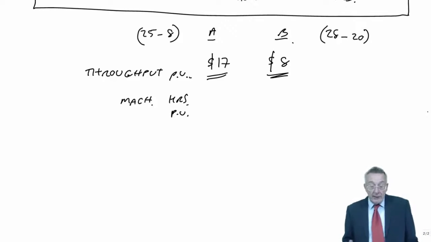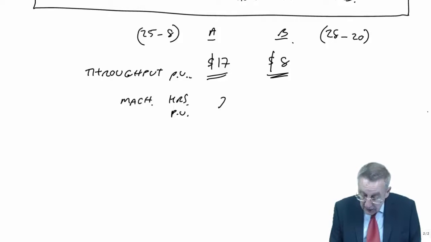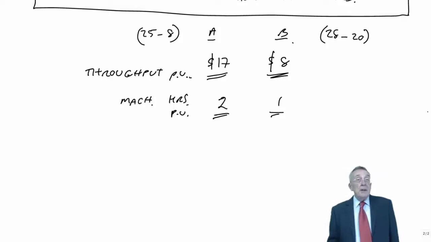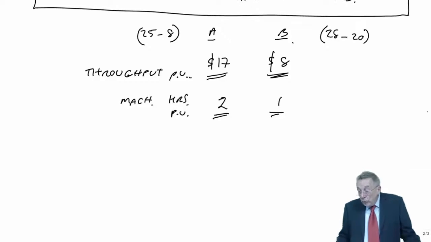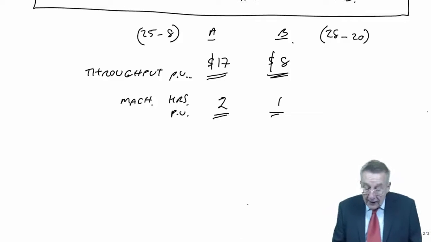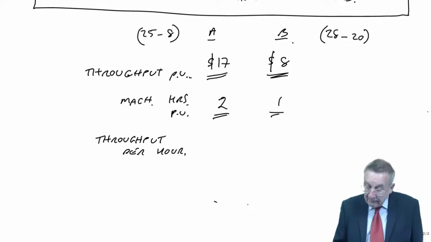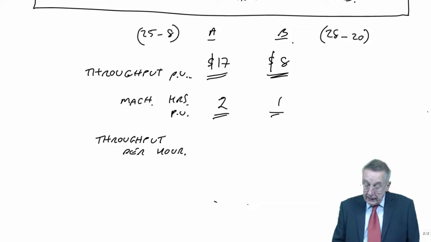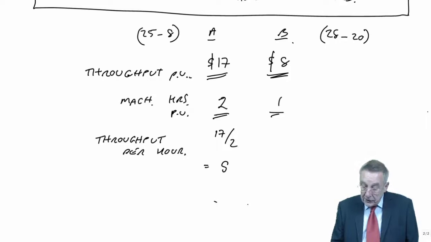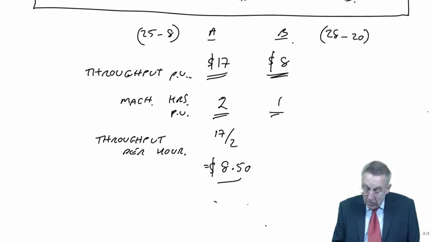Machine hours per unit, it's 2 hours for A, 1 hour for B. And last time we based it on contribution per hour. Fine. Same here. We'll base it on the throughput per hour. 17 for 2 hours is generating $8.50 an hour, whereas B, $8 for 1 hour, is $8 per hour.